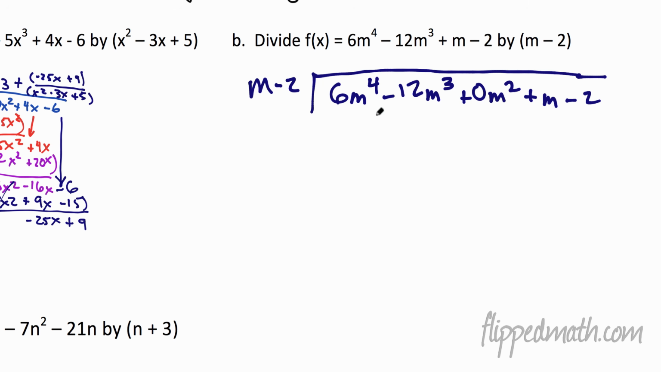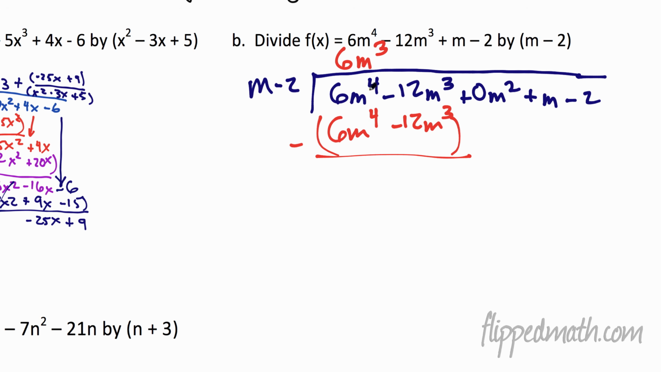All right, we're going to divide 6m to the fourth minus 12m cubed plus 0m squared, because there's no squared term, plus m minus 2. We're dividing that by m minus 2. Here we go. So as I said, I ask myself, how do you go from m, I'm going to look at the first term, how do you go from m to 6m to the fourth? That's going to be a 6m to the third. That's what I'm going to need. And I'm going to have to multiply through. So that's going to give me a negative 12m to the third, right? All right. Now subtract. I'm drawing my parentheses so I don't forget.